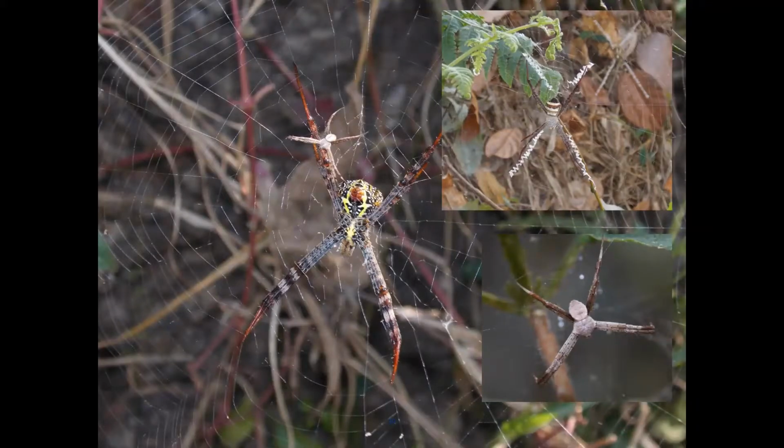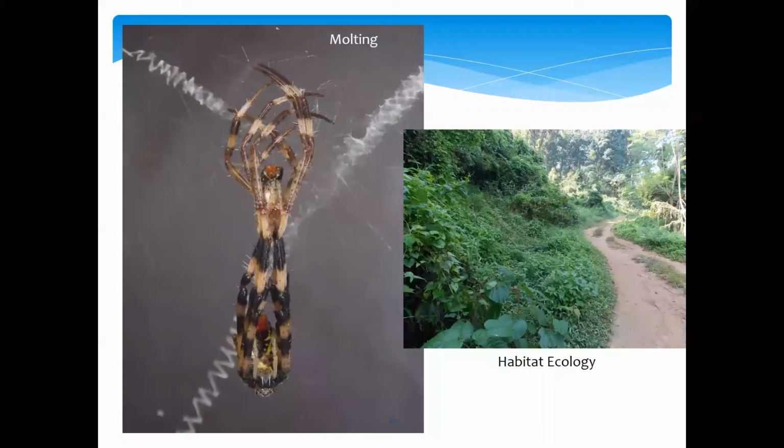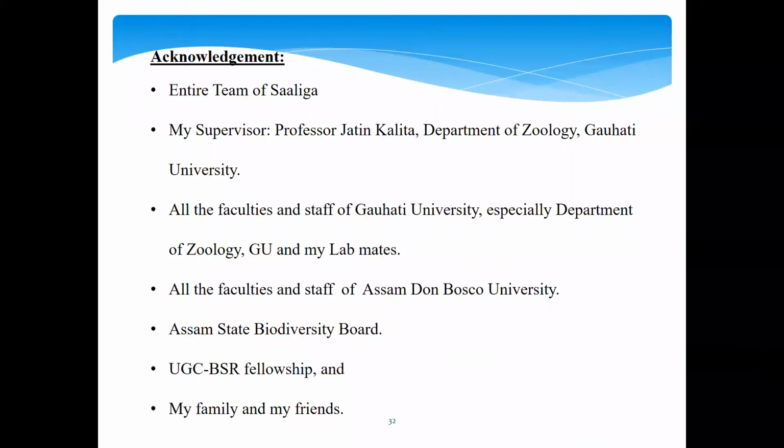We have also studied a little bit about the males and females and the breeding season. Here is the picture of the female making the egg-shaped stabilimentum in the upper portion, and below is the male. And this is a mating pair. We have also studied the molting behavior of Argiope pulchella and also the habitat ecology. So this was about the session on web symmetry and asymmetry.